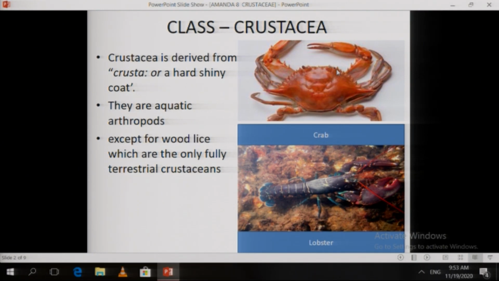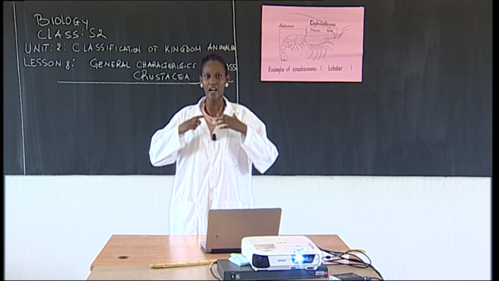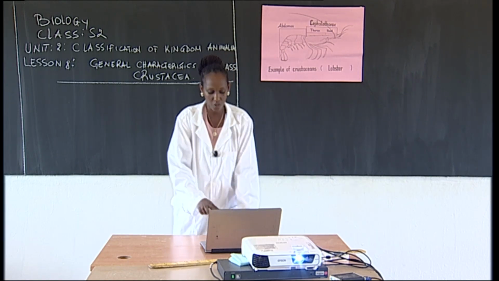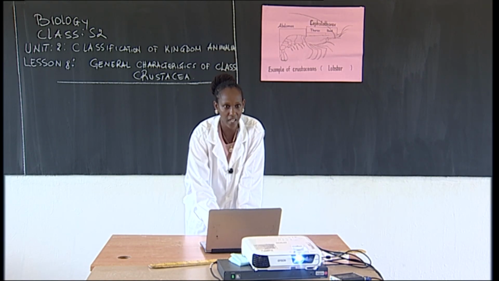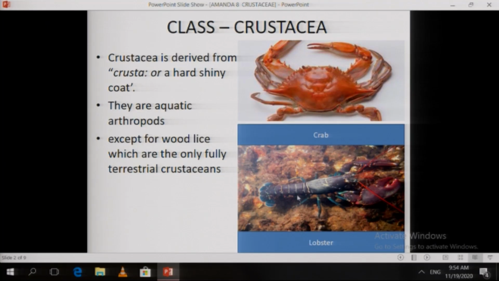So when we look at the word Crustacea, it is derived from the word crusta. And the word crusta means like a hard shiny coat. All right? So that's where the word was derived. When you look at them there, you see they have a kind of shiny coat covering them. You look at the crab, you look at the lobster, kind of hard coat. That is crusta. The name comes as Crustacea. So they have the coat that covers them, all right?